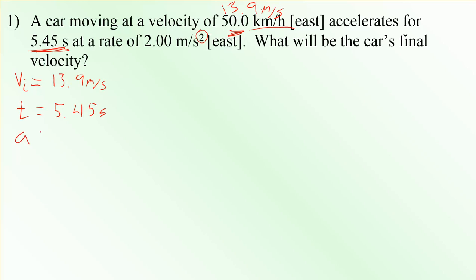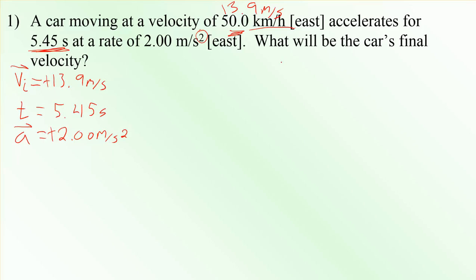So my acceleration is going to be equal to 2.00 meters per second squared. And what I should have done to begin with is write little arrows over top of these because they are vectors. I care about the direction. And they're going east, so they're both positive. So east and east. So that's positive for velocity, and my acceleration is positive too.